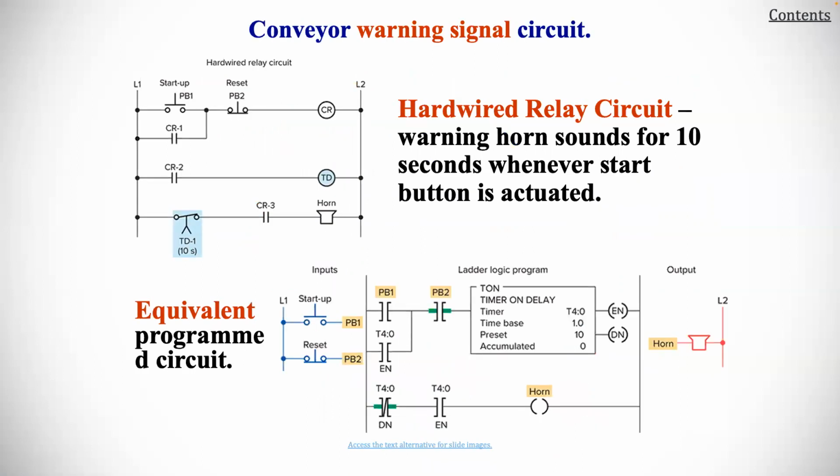Here we have a conveyor warning signal circuit. Here above is the hardware relay, where a horn sounds for 10 seconds whenever a start button is actuated, and below is the equivalent programmed circuit.